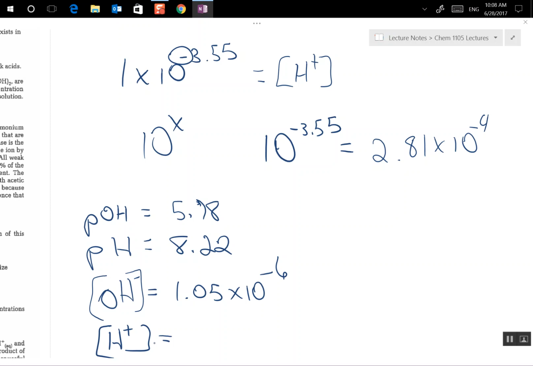What is H plus? Yeah. Good. Okay? That's your H plus ion concentration. Who doesn't know how we got that? Don't be shy. Okay? Do you see the 10 to the X button on your calculator? Or do you have a calculator?